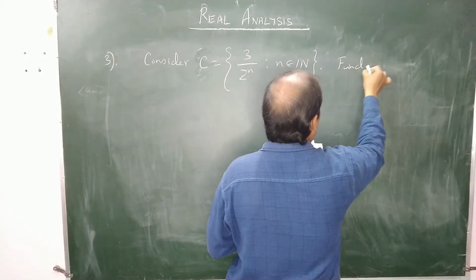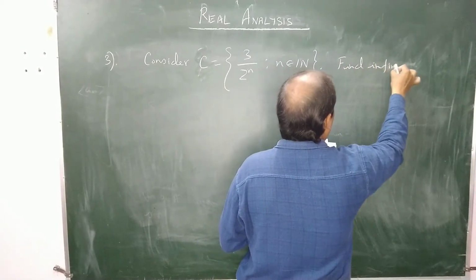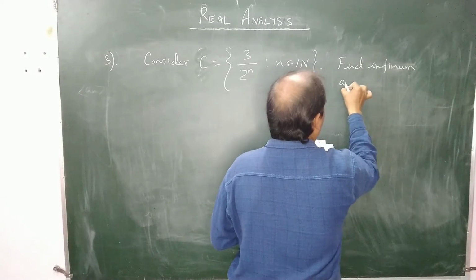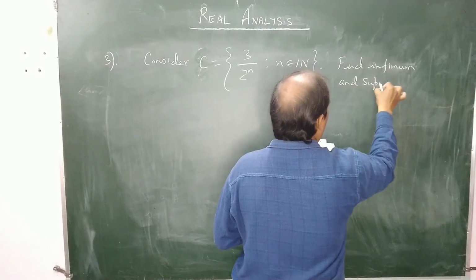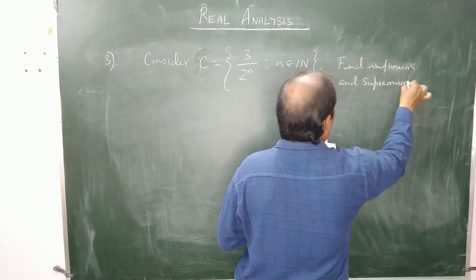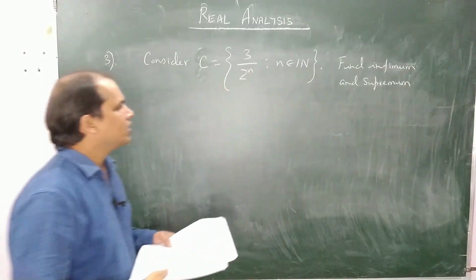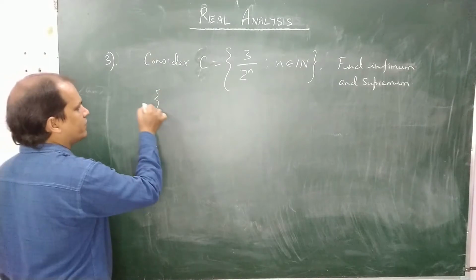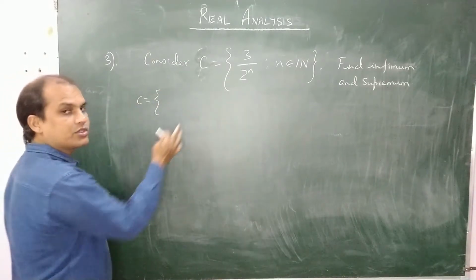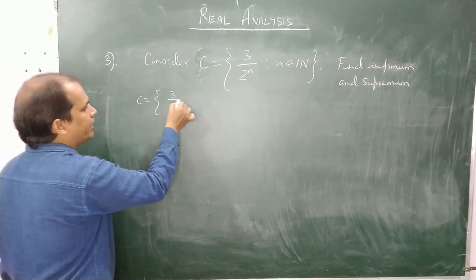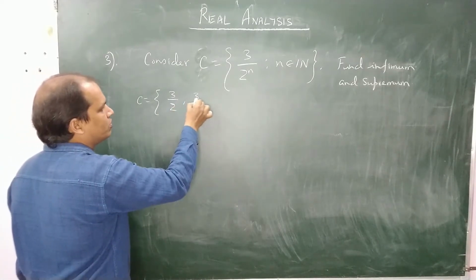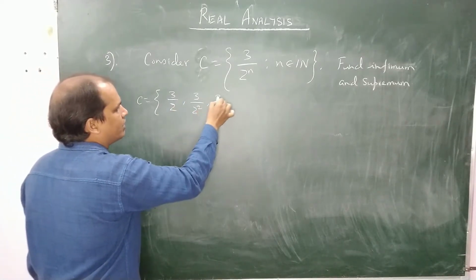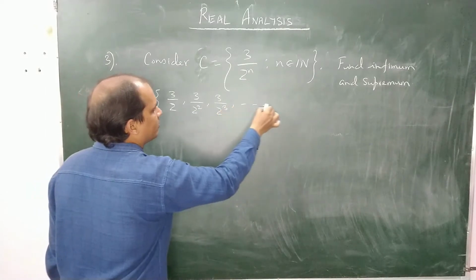Find the infimum and supremum of this set. Is that clear? So let me write the elements, the members of this set C. For n equal to 1, it will be 3 by 2. For n equal to 2, 3 by 2 square, then 3 by 2 cube, and so on.